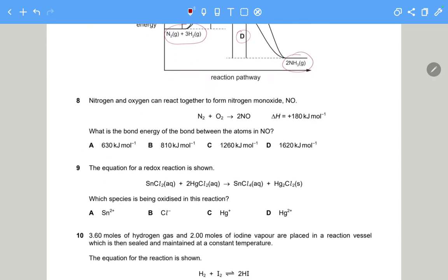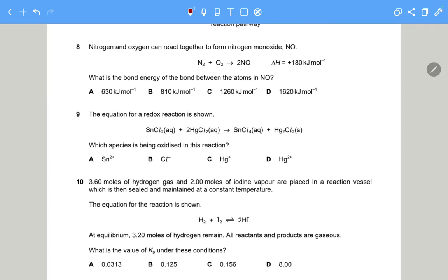Question 8. Nitrogen and oxygen can react together to form nitrogen monoxide. N2 plus O2 gives 2NO. And we can see that the reaction is endothermic. What is the bond energy of the bond between the atoms in NO? Now, your beloved data book will come handy here, because it's a simple maths question where you take the NN bond energy in N2, you take the OO bond energy in O2, you add them together, and you subtract twice the NO bond energy.